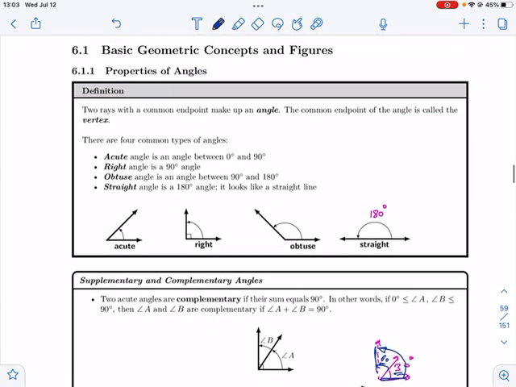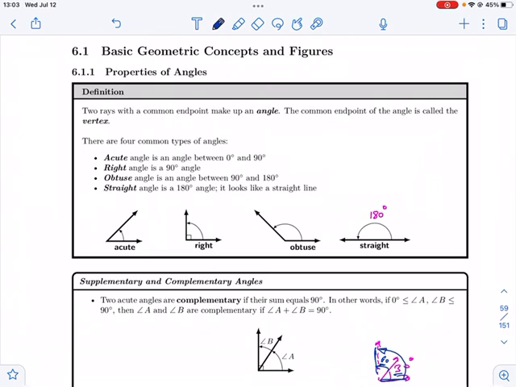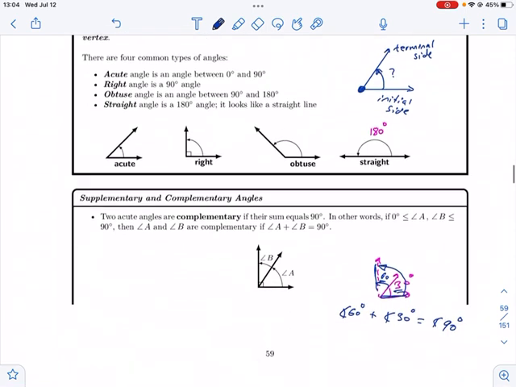Now let's talk more about the angles, how they form. We have what's called the initial side, and we have the terminal side. And we have a vertex here. They meet at the vertex, and this is the angle.